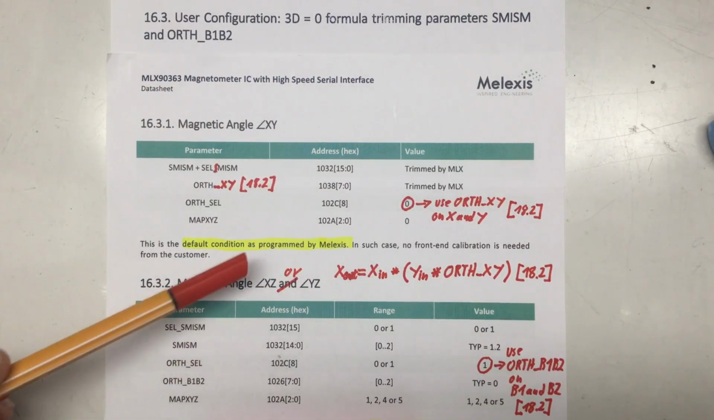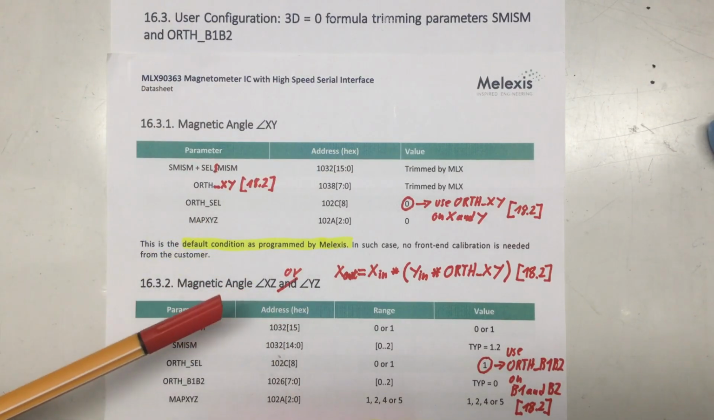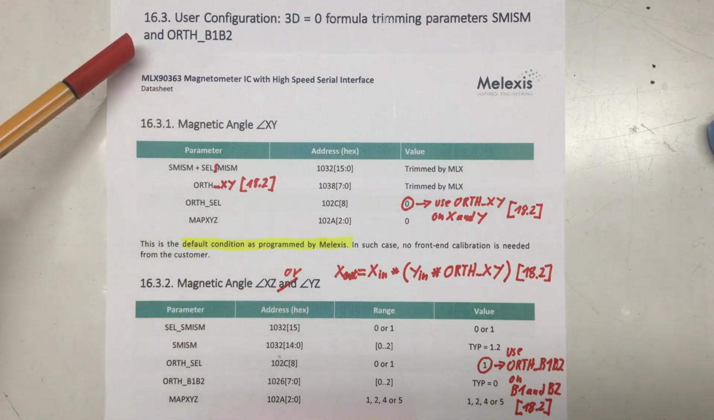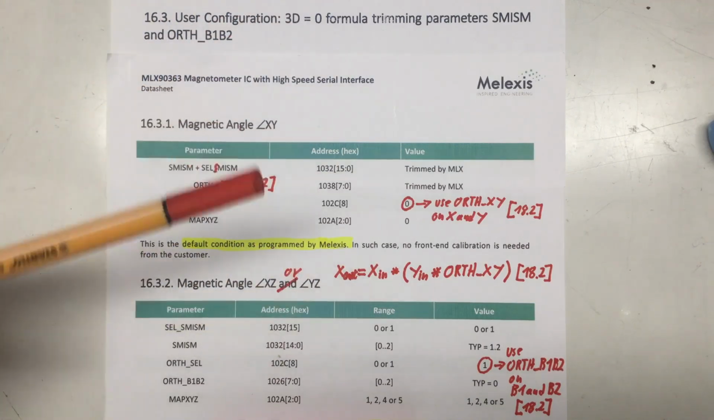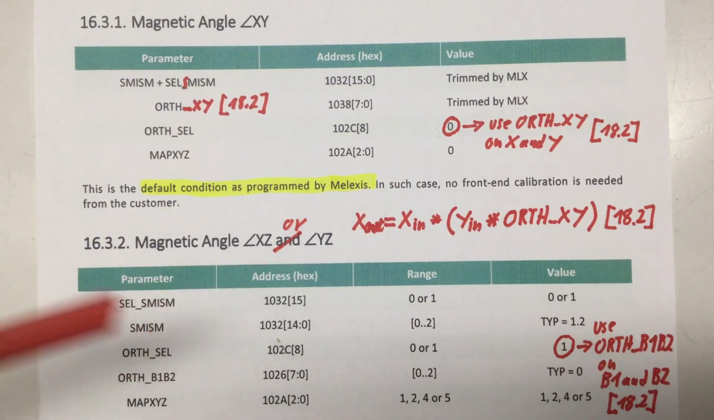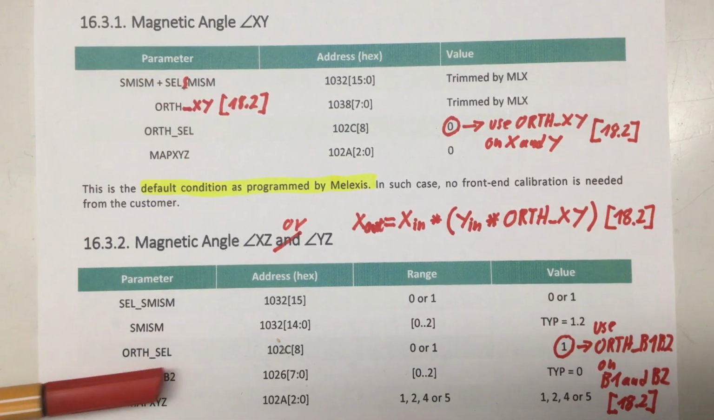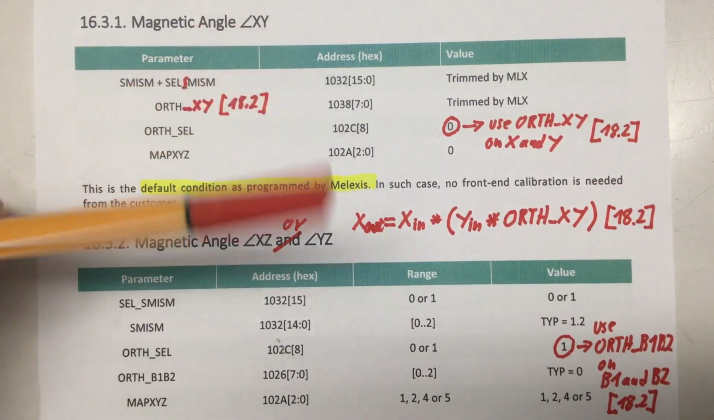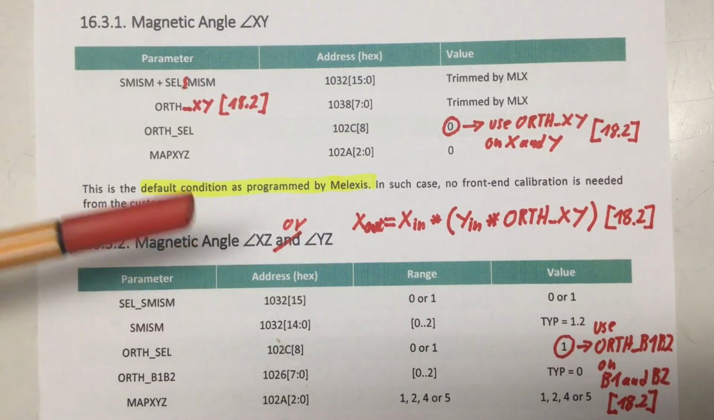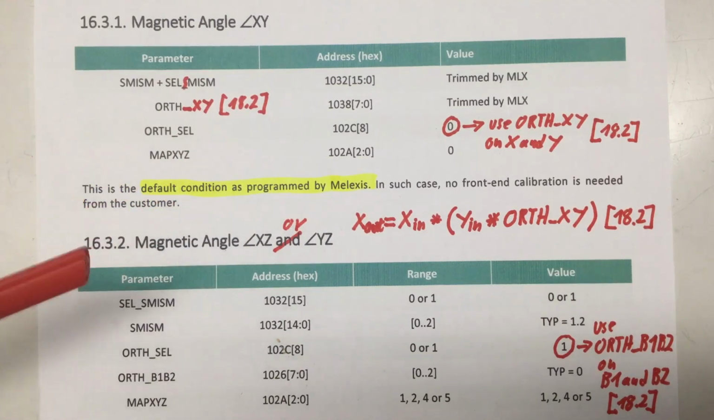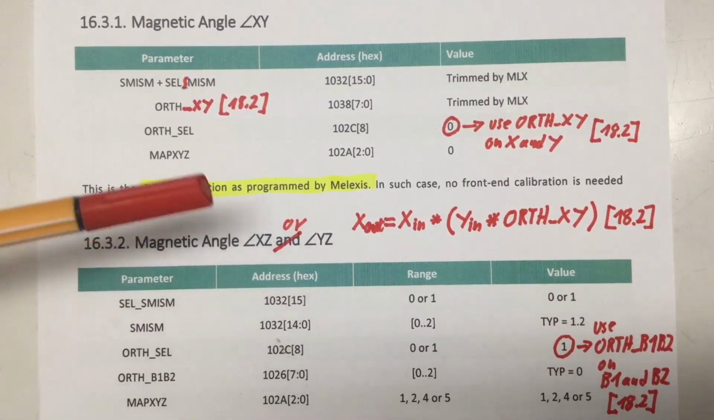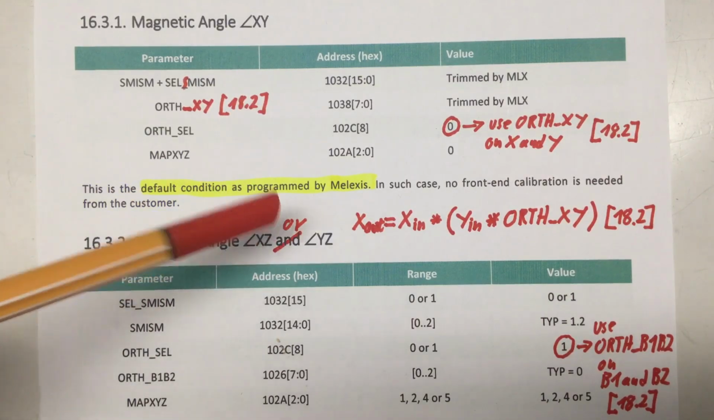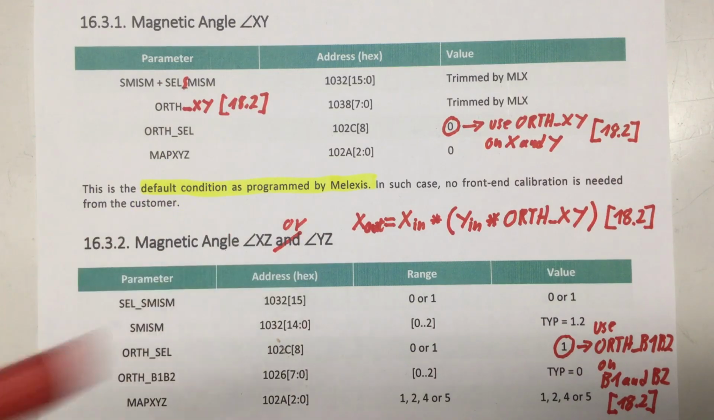They could have written here OR instead of AND to avoid such a misinterpretation, but then it states in 16.3 user configuration 3D 0. So yeah, still my fault. Anyway, we know that the auth cell bit controls if auth XY or auth B1, B2 is applied to correct any phase errors. We also know from the block diagram of the digital signal processing that the whole auth B1, B2 processing is disabled if 3D is 1. So yeah, 3D is 0 here, remember.